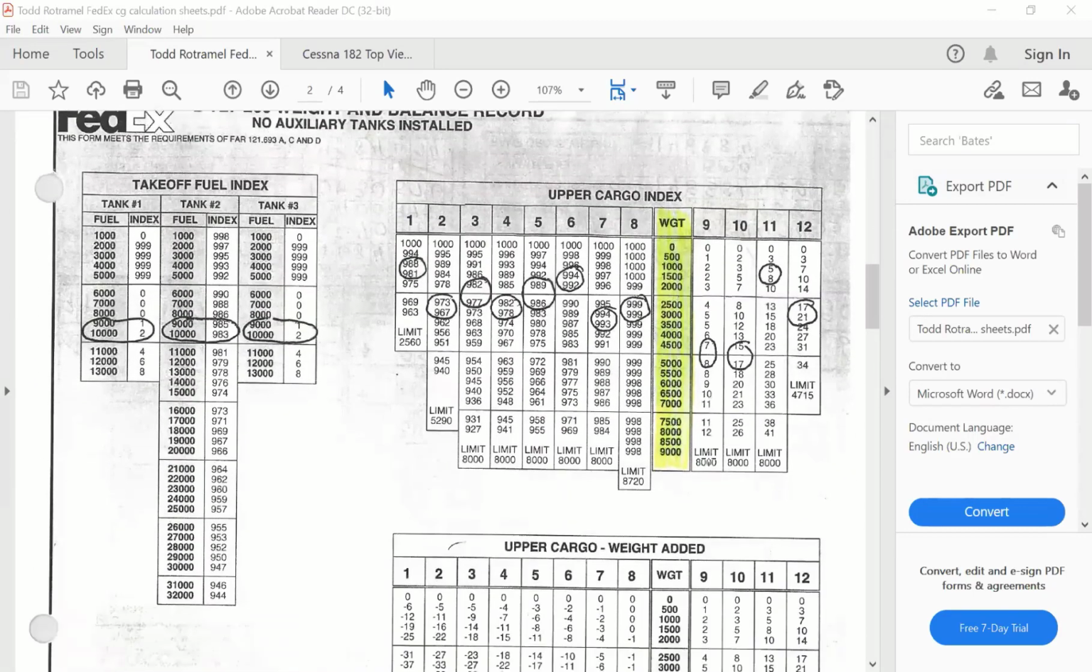And then here's the same thing for the upper cargo. So each of those cargo holds, you'd look up how much weight was in there, go across and grab an index, which was weight times moment arm. And he even did that for the fuel tanks. Each fuel tank had so many gallons of fuel in it. That generated a moment arm index for that.